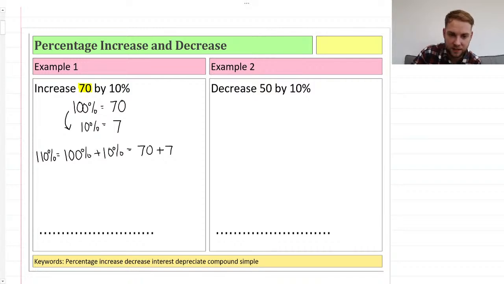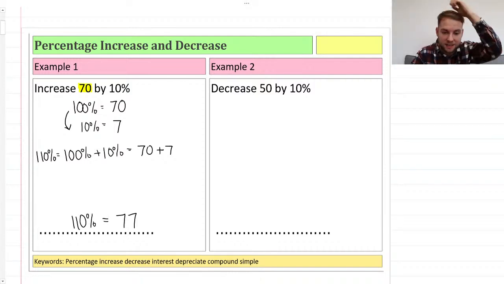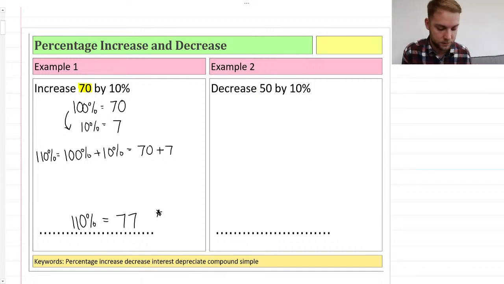So for this one here, it's going to be 77. And you can even write if you want 110%, and it's probably worth at this stage thinking about this. 110%, which is that increase by 10%, is equal to 77. You'll see later on when we get to the harder percentages why I'm doing this now, why I'm planting this seed. Okay?